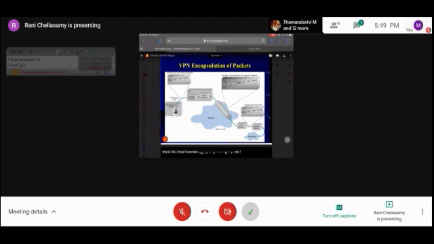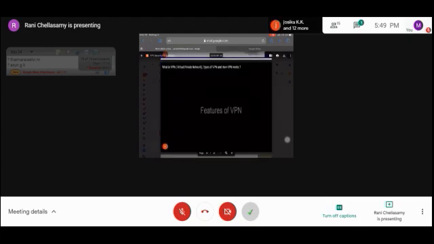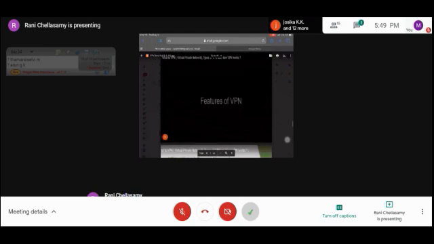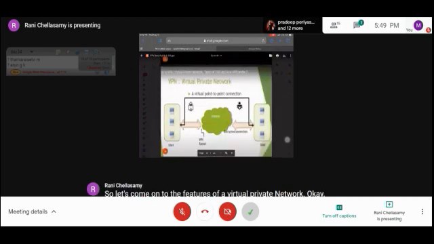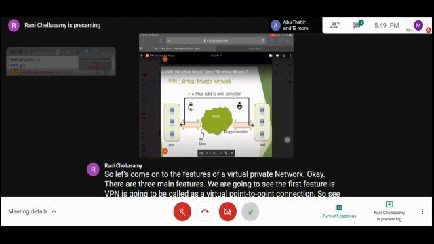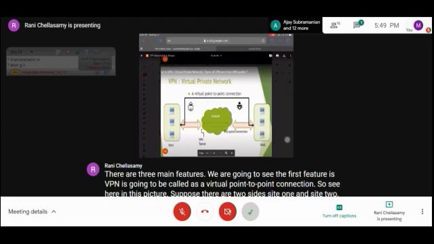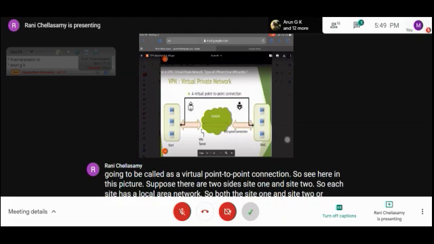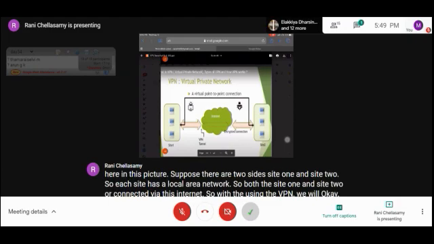So let's come on to the features of a virtual private network. There are three main features we are going to see. The first feature is that a VPN is called a virtual point-to-point connection. See here in this picture, suppose there are two sites, site 1 and site 2. Each site has a local area network. Both site 1 and site 2 are connected via the internet. Using the VPN, we will create an encrypted connection between these two sites. This encrypted link or connection is known as the VPN tunnel.